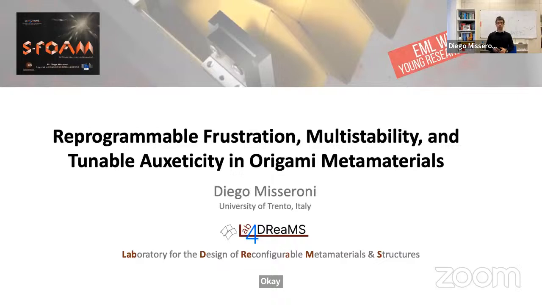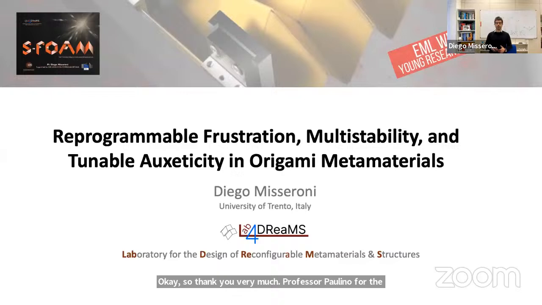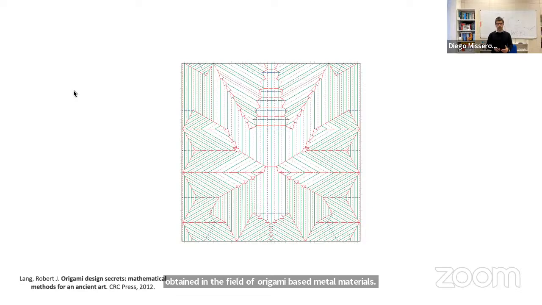For me, it's a great honor to be here and to have been invited to give this seminar related to some of our recent results that we have obtained in the field of origami-based metamaterials. Origami is an ancient art and is essentially the art of folding an object out of a piece of paper to create very complicated 2D and 3D objects. For instance, the highlighted lines that you can find here represent the contour map to fold a scorpion, such as the one reported here.